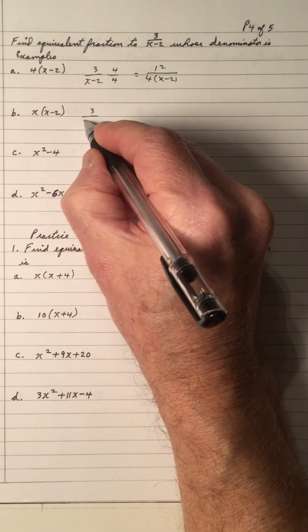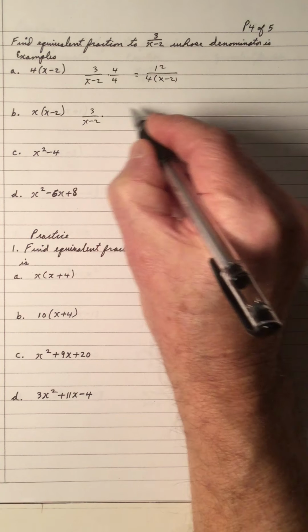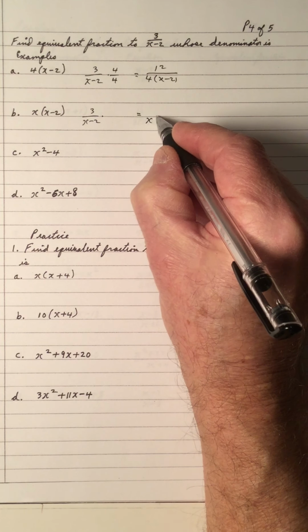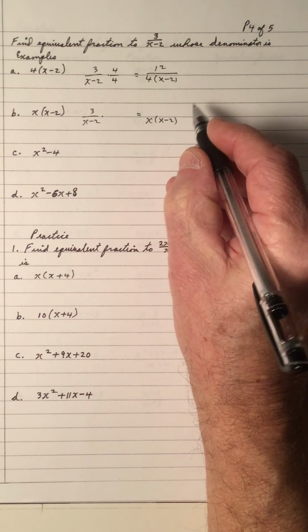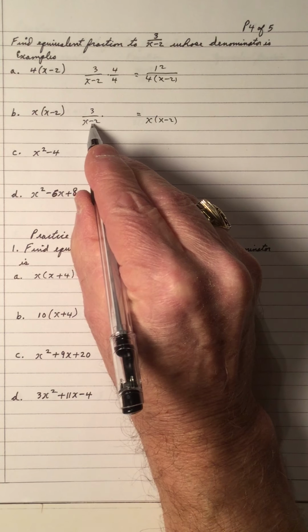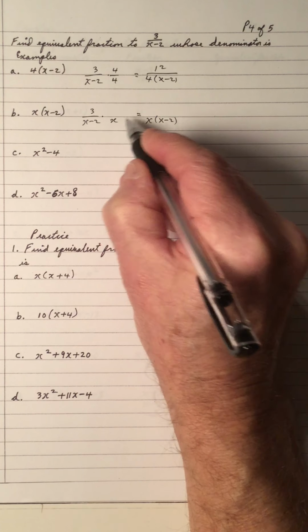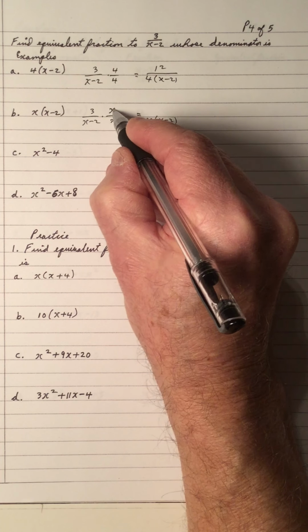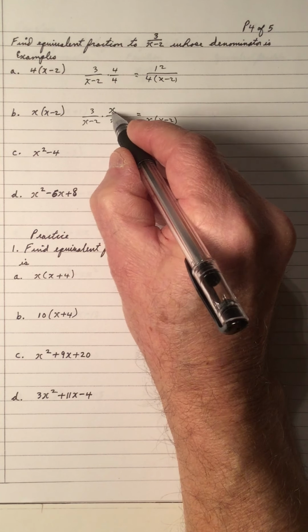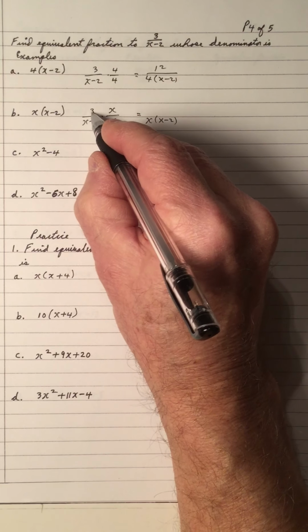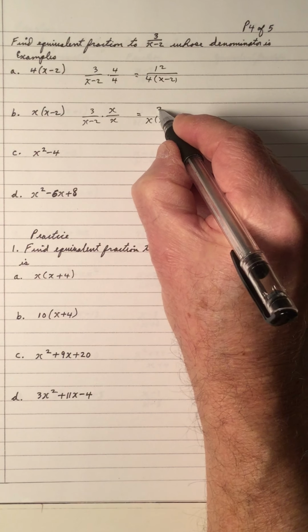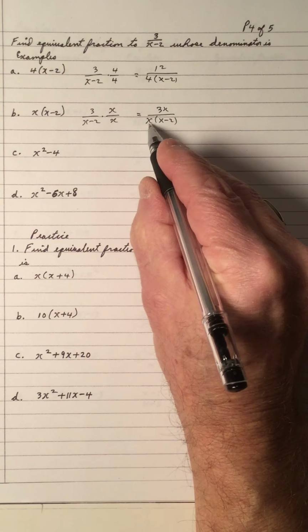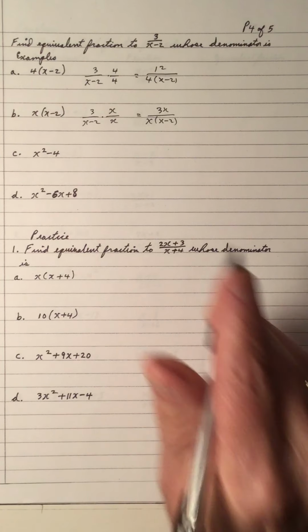We've got 3 over x minus 2, and we need x times x minus 2. So x minus 2, I have to multiply it by x to give me x times x minus 2. So that means I multiply the numerator by x. So x over x is the same as 1. So 3 times x, 3x. And there's the equivalent fraction.